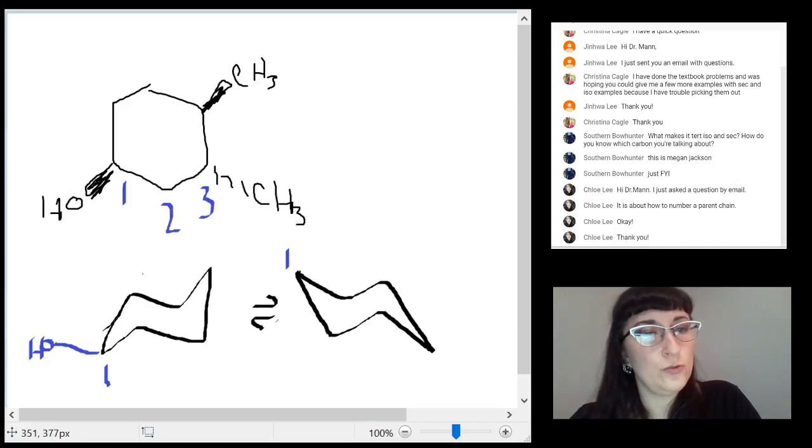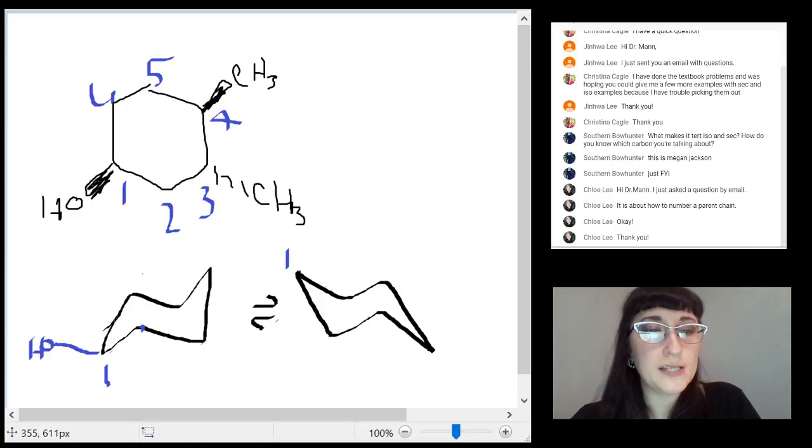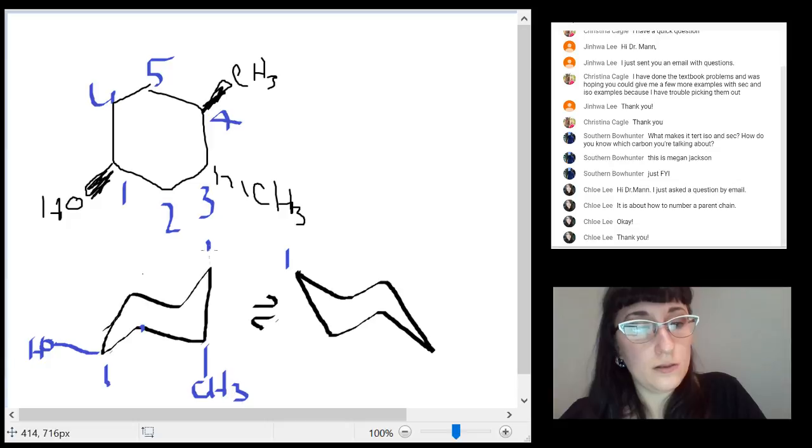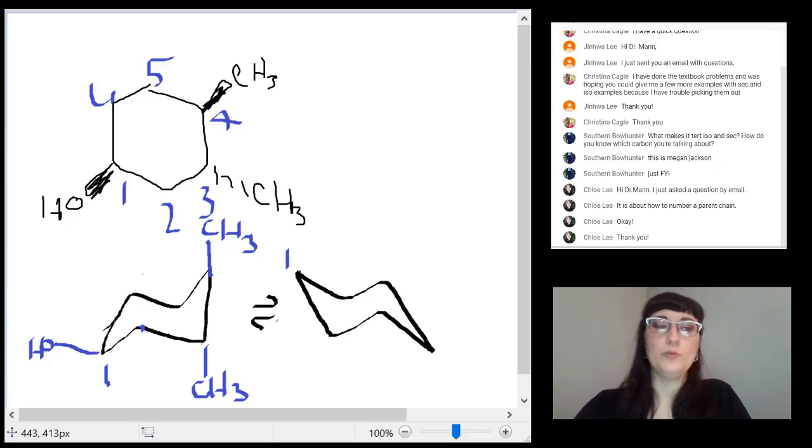I'll call that carbon 2, 3, 4, 5, and 6. I numbered that counterclockwise, so I'll do the same here. So 1, 2 would be there, and 3 would be there. And 3 has a methyl group pointing down. So at that carbon, the one that's pointing down is in the axial position. And then at carbon 4, the one pointing up would be in the axial position as well.